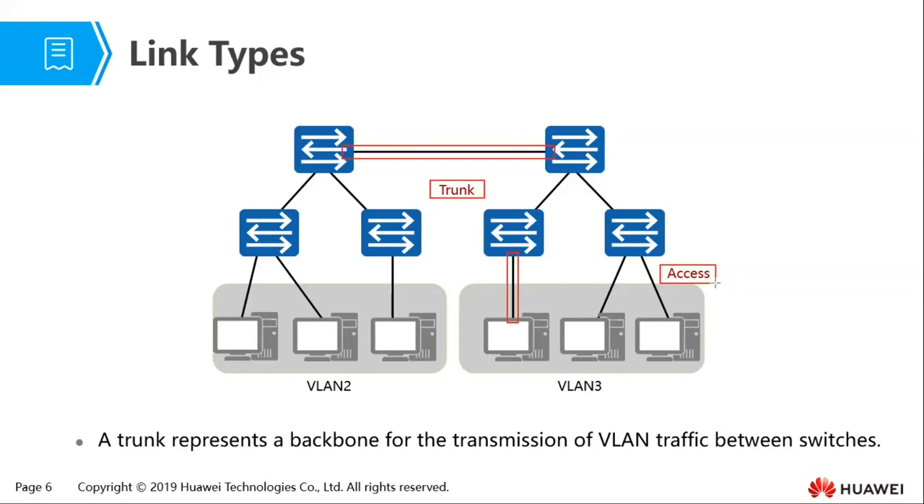Now, in summary, as you're going to see, a trunk link can carry tagged, and it can also carry untagged frames. So that's the trunk link. At the moment, just know that. On the other hand, access links can only carry untagged frames. We are going to understand how in the coming slides.